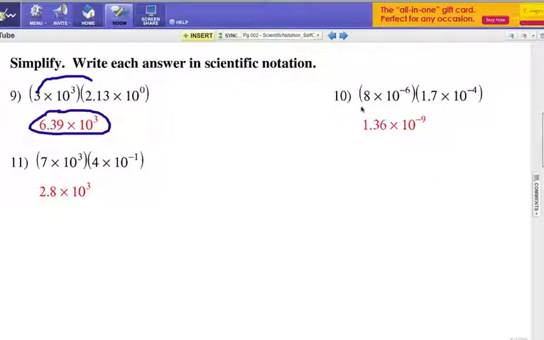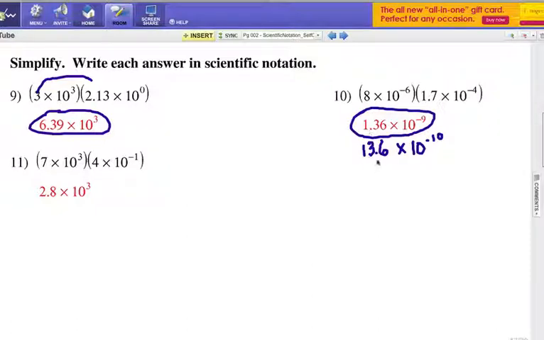Number 10, 8 times 1.7 is 13.6, right? And when I take 10 to the -6th power times 10 to the -4th power, that's going to be times 10 to the -10th power. And I noticed that I'm going to have to move the decimal over 1 more place, so it's going to gain a positive power of 10. In other words, it's going to become 10 to the -9. All right, I hope that makes sense to you.